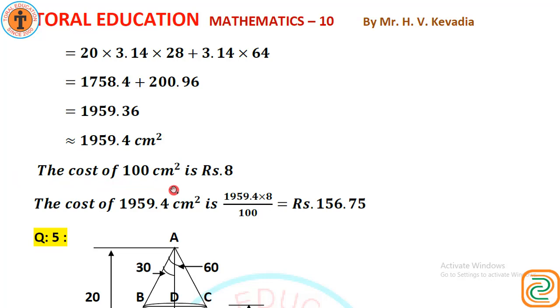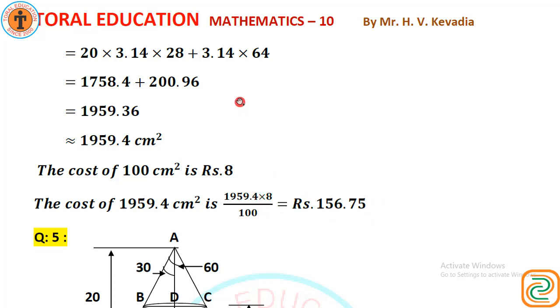The cost of 100 centimeter square is rupees 8. Then the cost of 1959.4 centimeter square is 1959.4 into 8, cross multiplication, and 100 goes to the denominator. We have got 156.75 rupees.